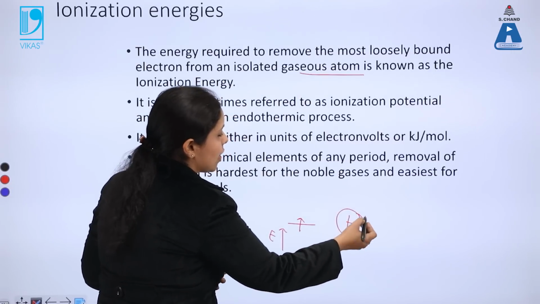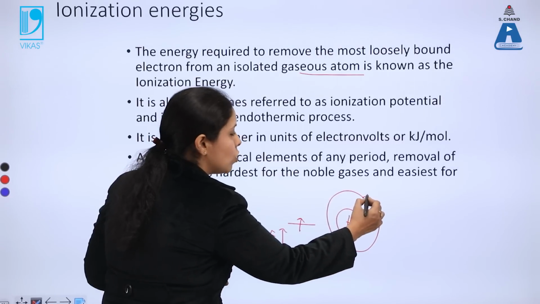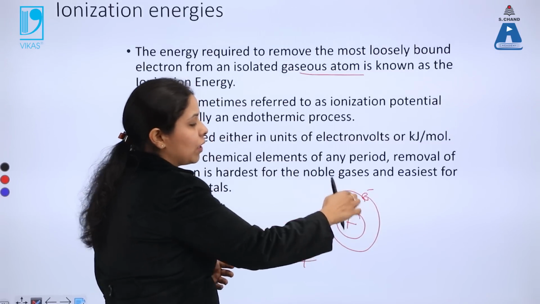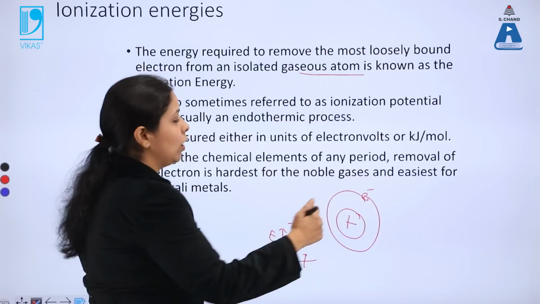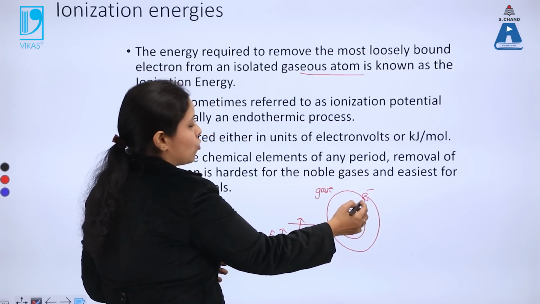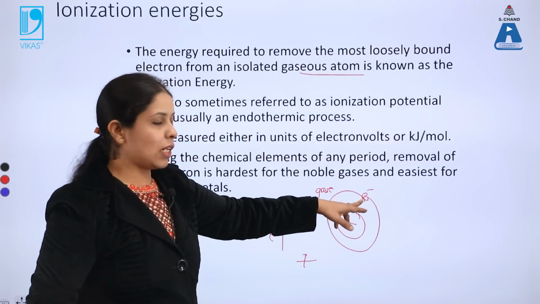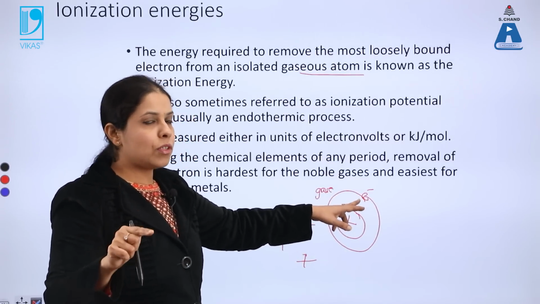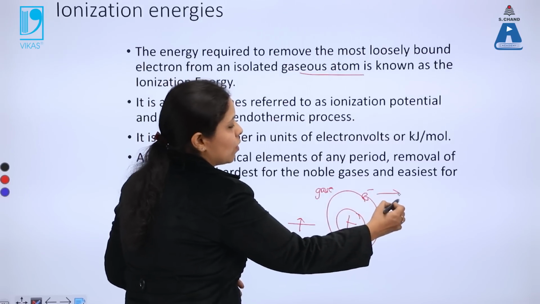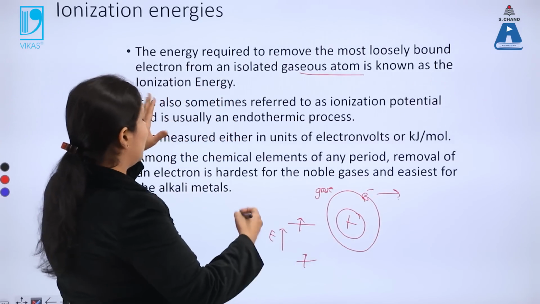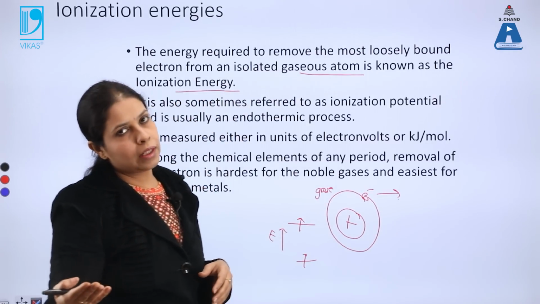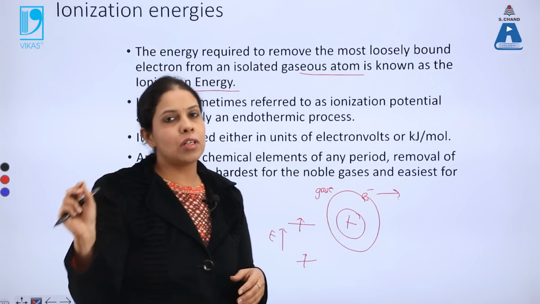My nucleus is positively charged, and the loosely bound electron, because it has the higher energy, sits in the higher energy orbital. In the gaseous state, which is very important, when we provide energy to this electron and that energy is sufficient to remove it from the system, the electron gets removed and we get a simple positively charged species. The energy which we provide to the system is known as ionization energy.